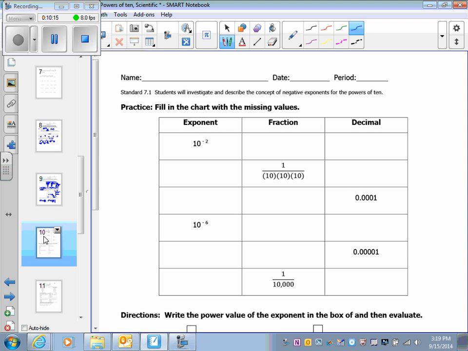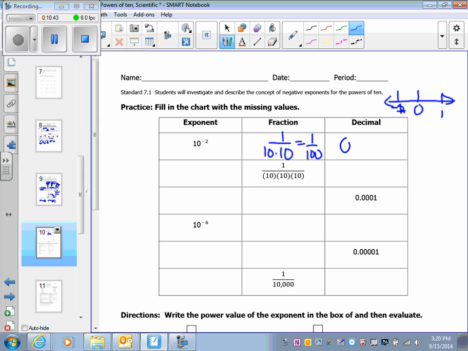I know that my negative exponents are very small values because our negative numbers are on the left of the number line. If you remember the number line, here's 0, here's 1, and here's negative 1. Our negative values are to the left of 0. Okay, so 10 to the negative second means 1 over 10 times 10. And 10 times 10 is 100.